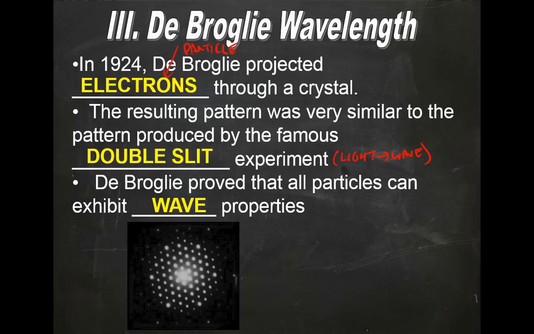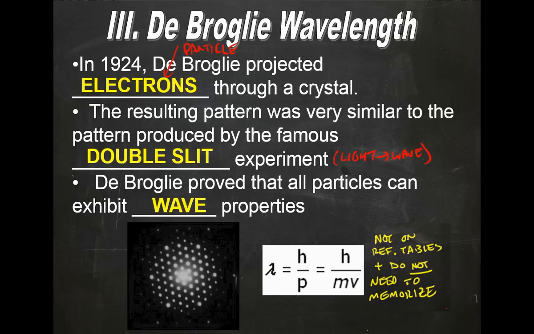So not only does light behave as a wave and a particle, but all objects can behave as a wave and a particle. And we can calculate the wavelength of any object by using this equation. The wavelength, lambda, is equal to Planck's constant divided by the momentum, where momentum is equal to mass times velocity. Now, this is not on your reference tables, and you don't need to memorize it, but I do want you to be aware that all objects, not only light, can behave as a wave and a particle.